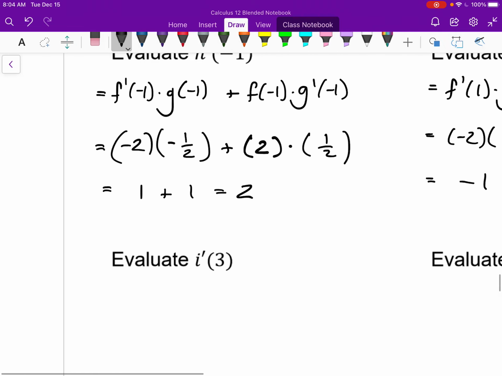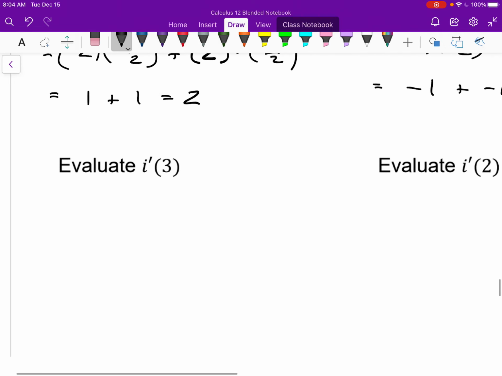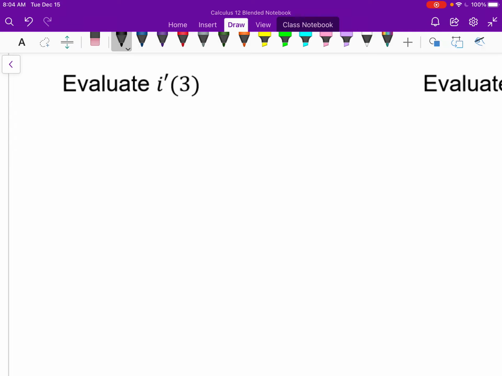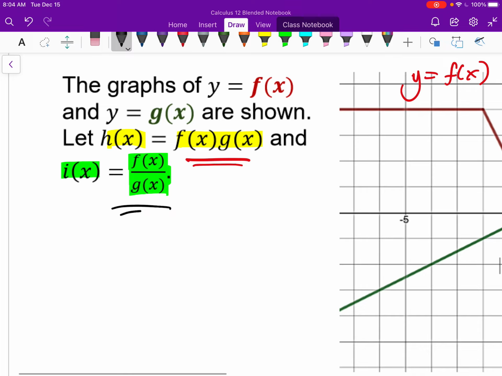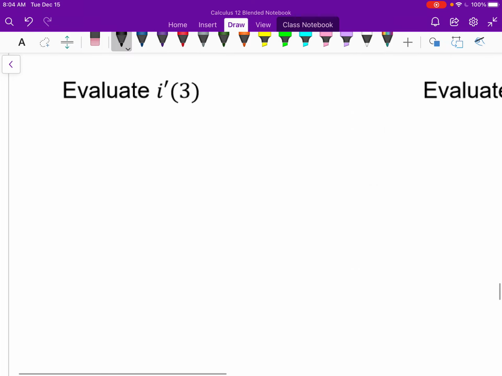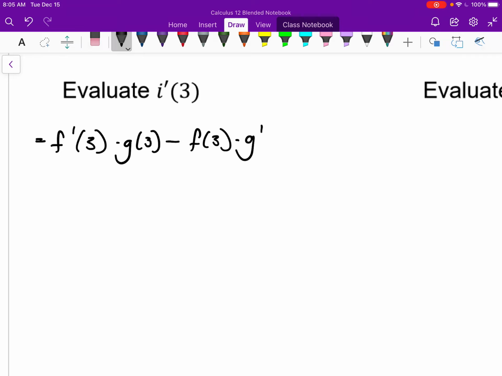All right. So again, let's look at now function I, using the quotient rule. So I at 3, remember, let me actually review up here. Function I is f divided by g. So the derivative of I at any given point is going to be the derivative of f, in this case at 3, times g at 3, minus the other way around, f at 3 times the derivative of g at 3, all over, sorry, not the derivative, take that back, all divided by g at 3 squared.